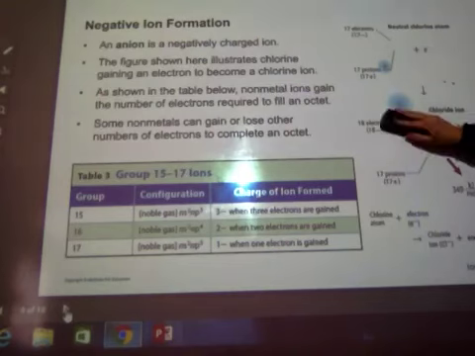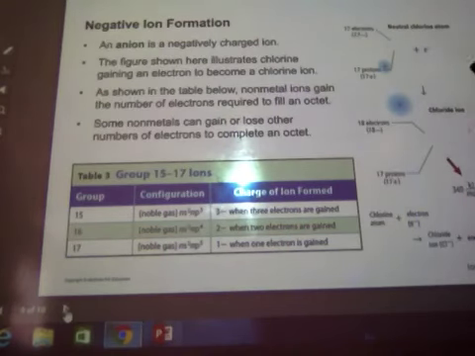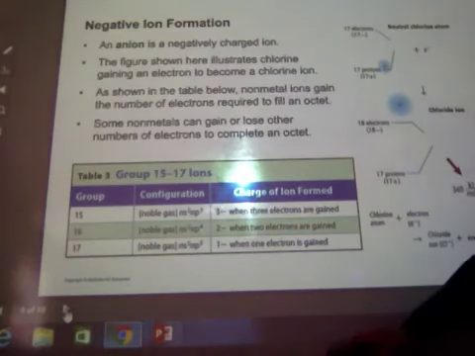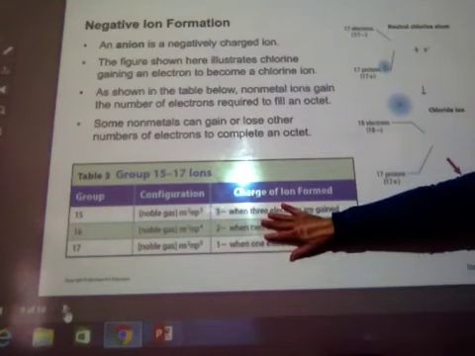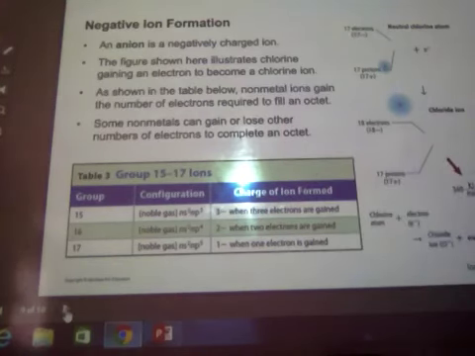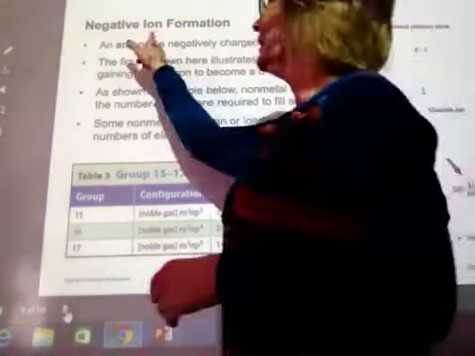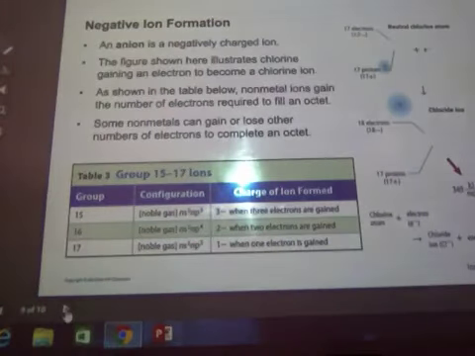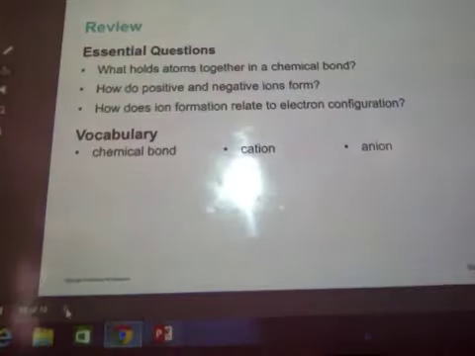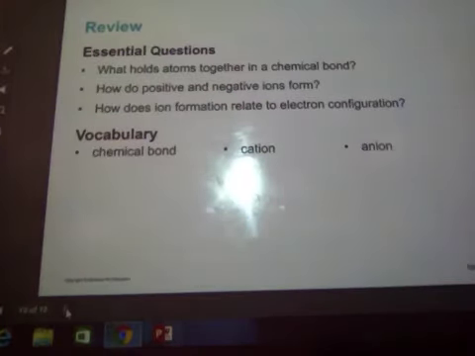And some nonmetals, such as your group 4 or 14, that's not listed on here, some nonmetals can gain or lose, like carbon. Carbon can be positive, and it's called carbon. It can be negative, and then it'll be called carbide. So an anion is negative because it has gained electrons. And that is pretty much what you have for section 1. So not too bad.